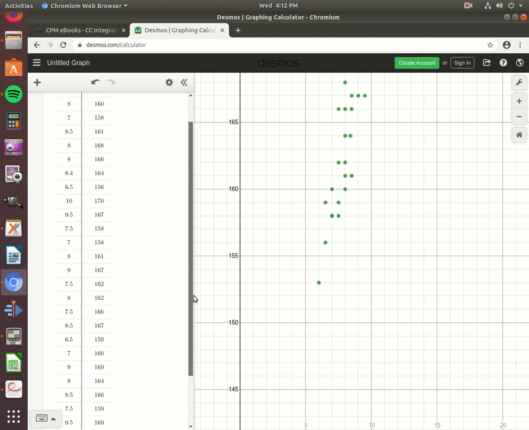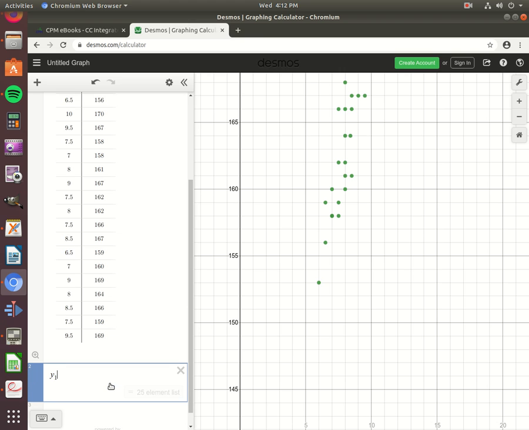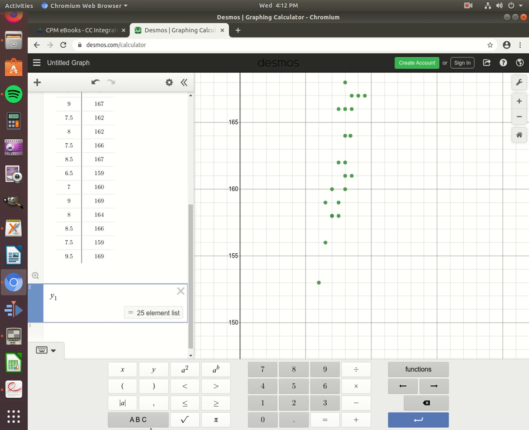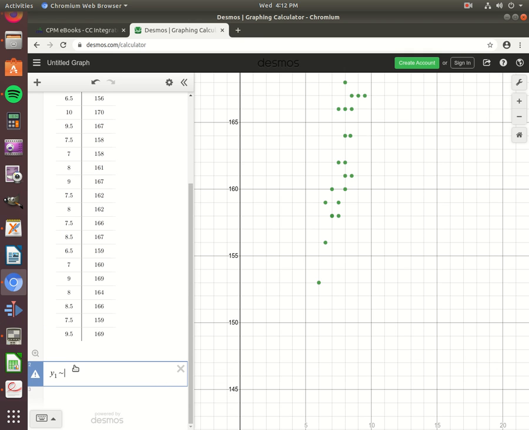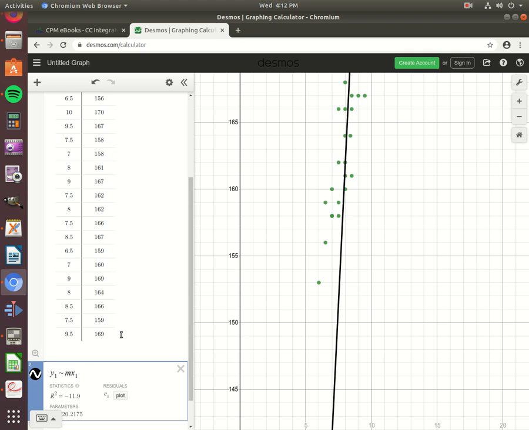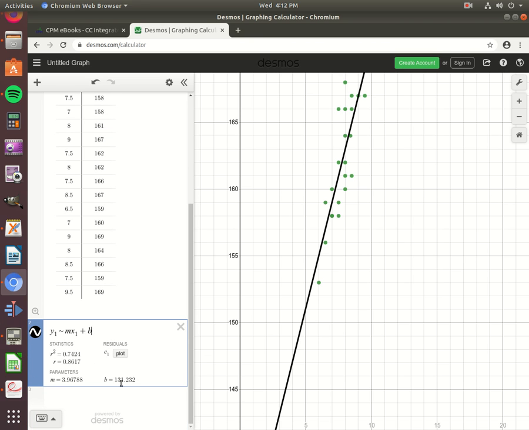I will go ahead and I will get the line of best fit. So y1 tilde mx1 plus b. Hoping I get the same one I did at the calculator, so 3.97x plus 131. So looks good. My slope and y-intercept look the same. My R squared looked the same. So pretty good here. Pretty pleased. Again, 0.86 R tells me it's positive and strong.